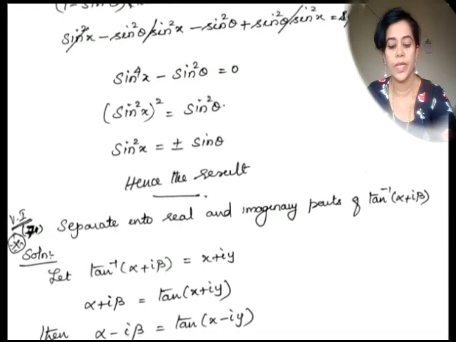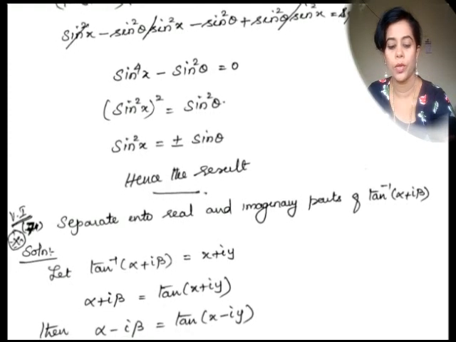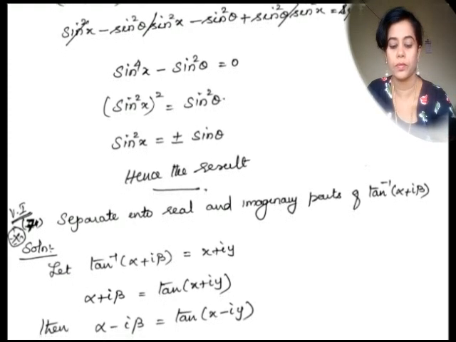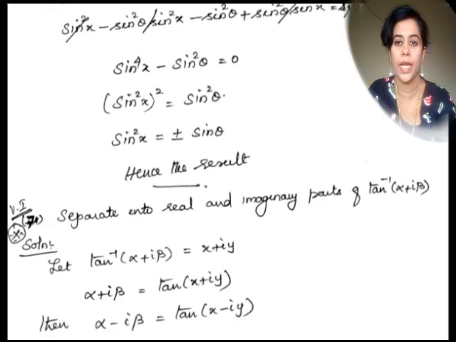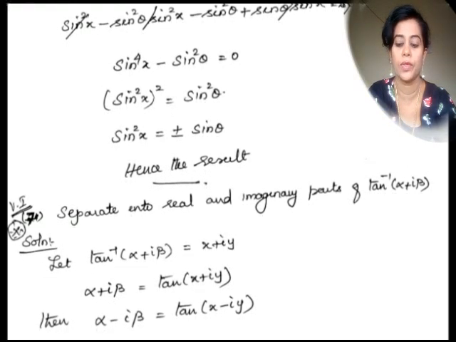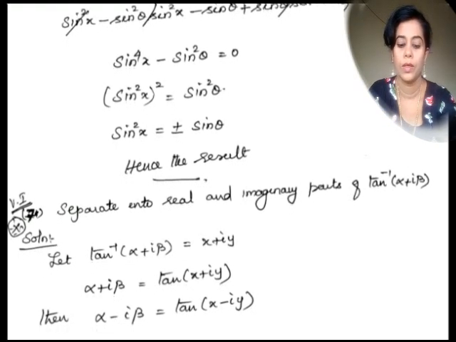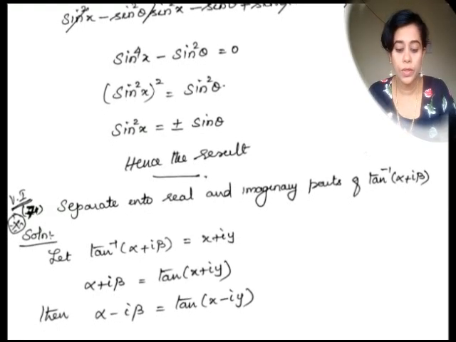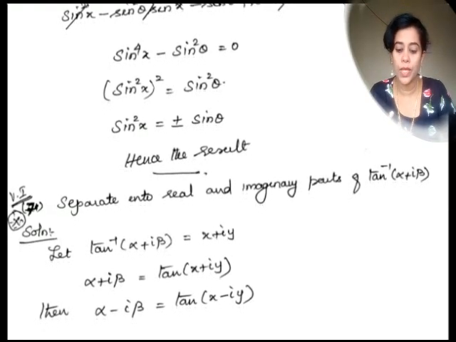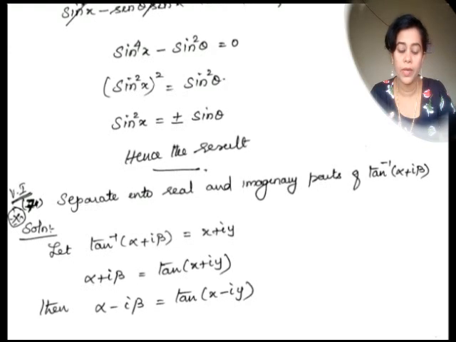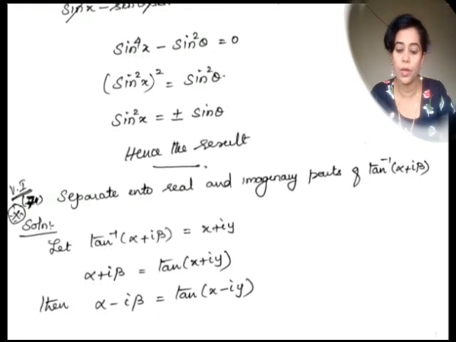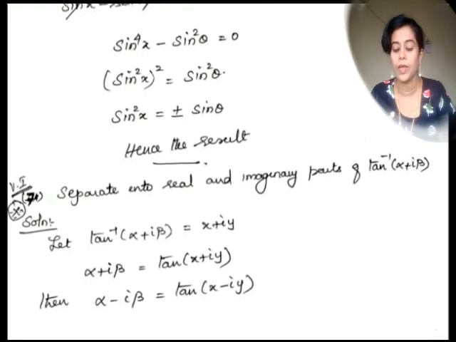So the next problem is very important. Kindly note it down. Separate into real and the imaginary parts of tan inverse of alpha plus iβ. Tan inverse of alpha plus iβ is equal to x plus iy. This is what they are given, and here you have to find out the real and the imaginary part.